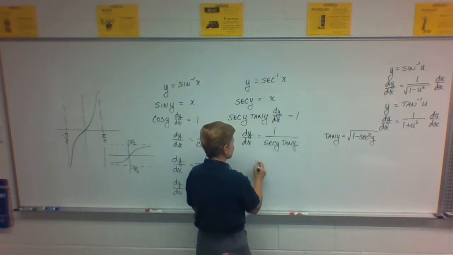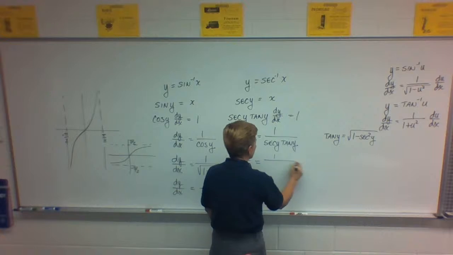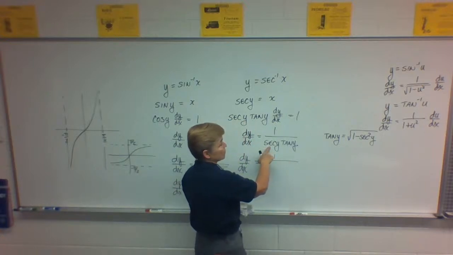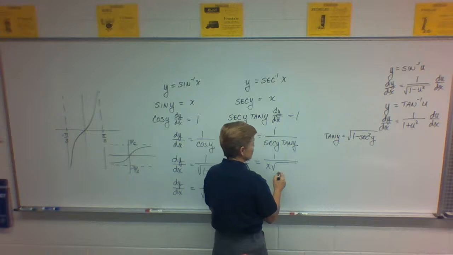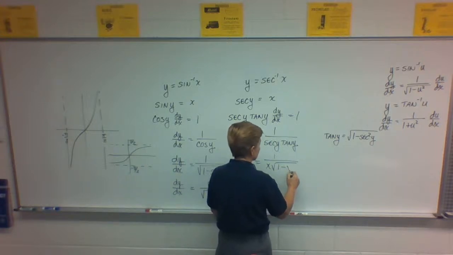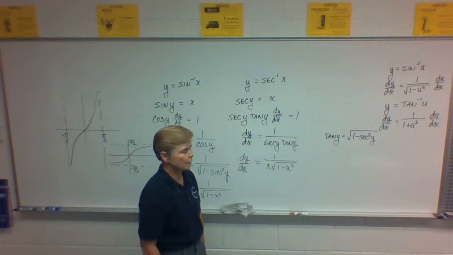So what we have now is that the derivative is equal to 1 over x times the square root of x squared minus 1. Oh, that's even cooler.